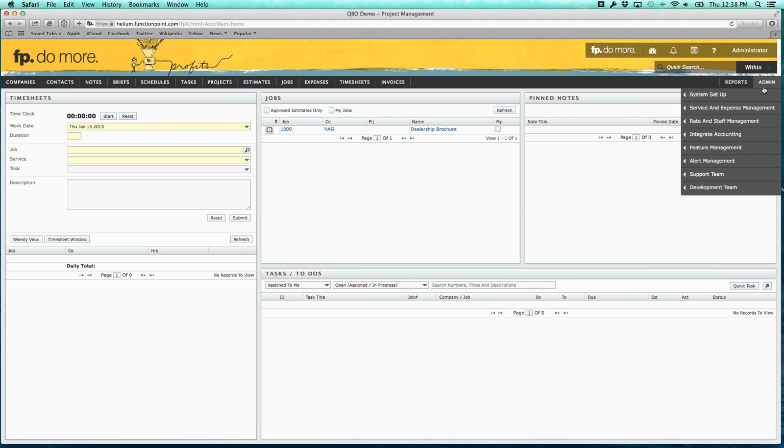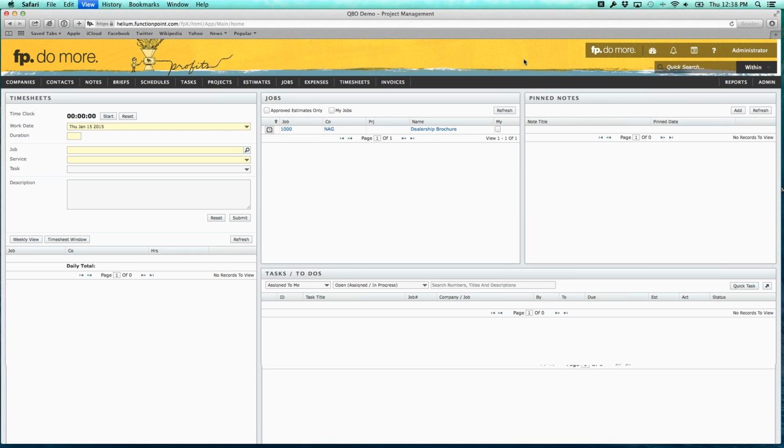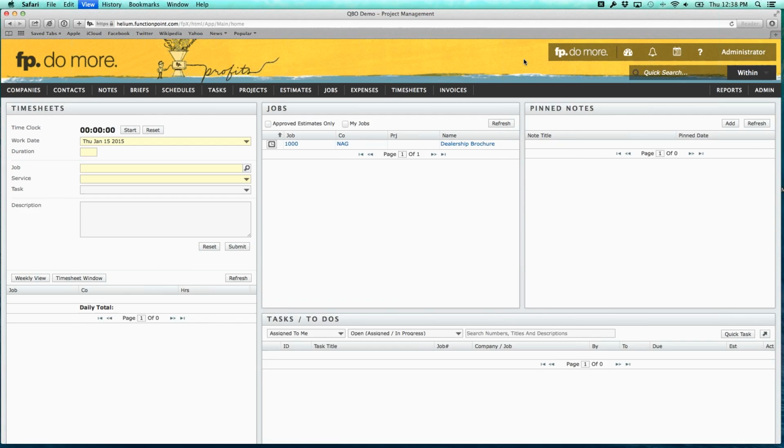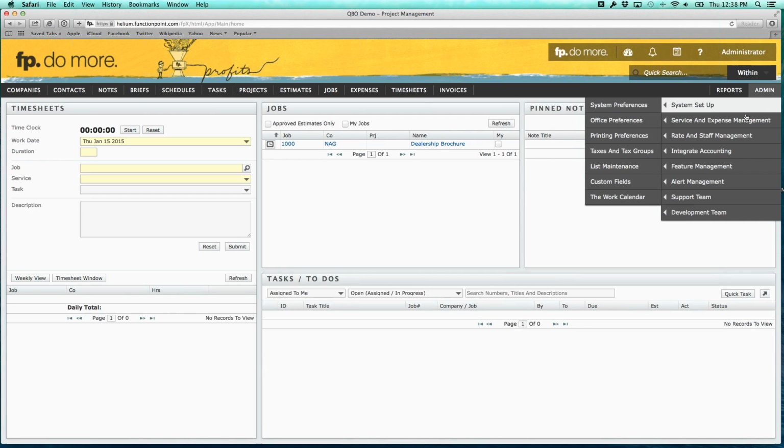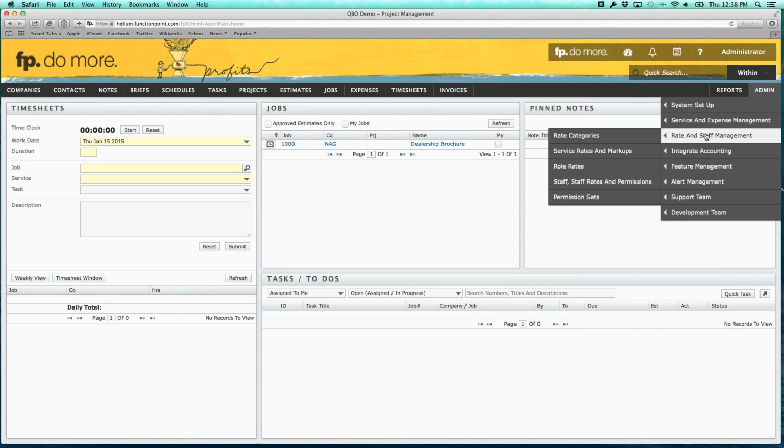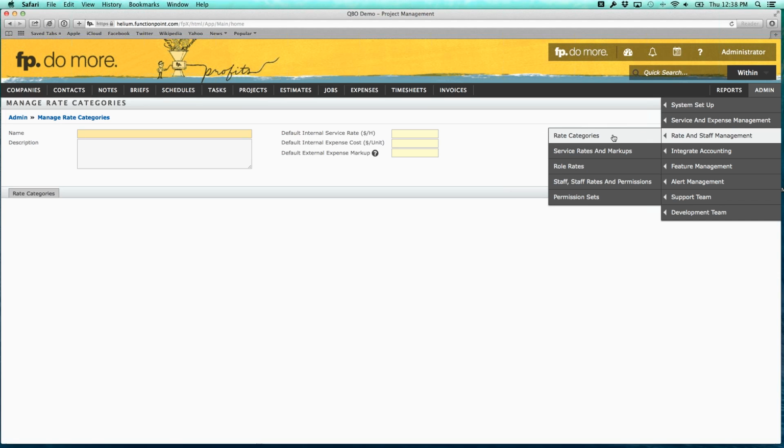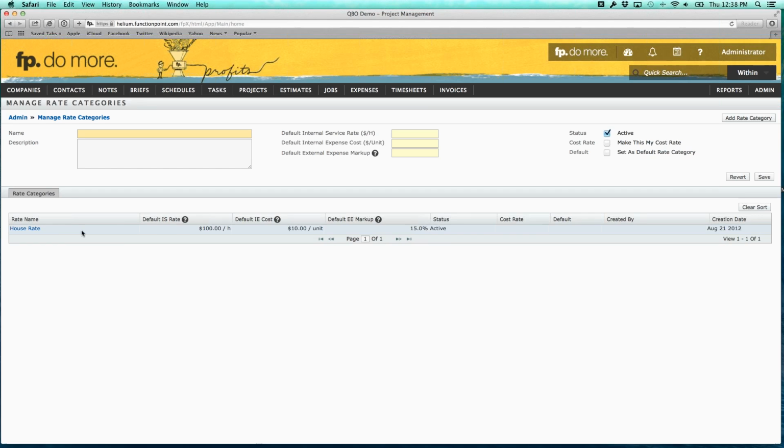So first of all, we're going to start with the admin section. And let me actually zoom this in. Let me make this a bit easier to read here. There we go. So we're going to start in the admin section, and we're going to go into rate and staff management. And the first thing we're going to look at is rate categories. Now here we're going to find one category.